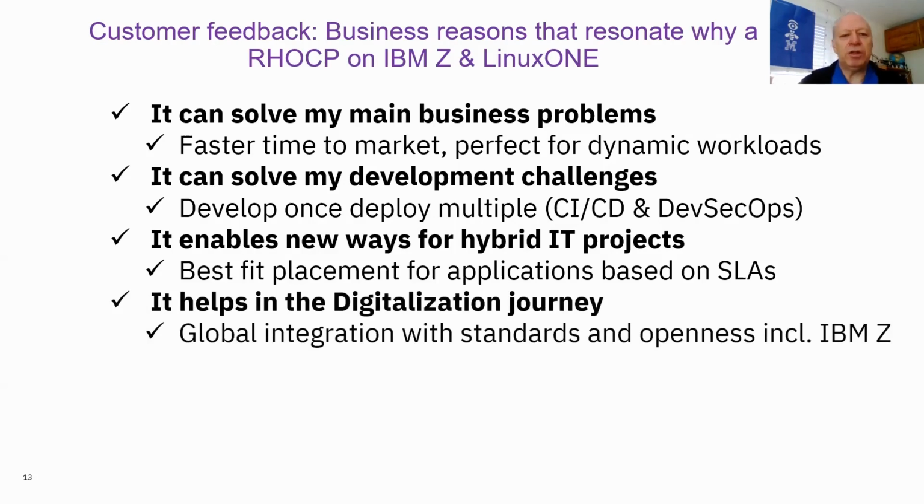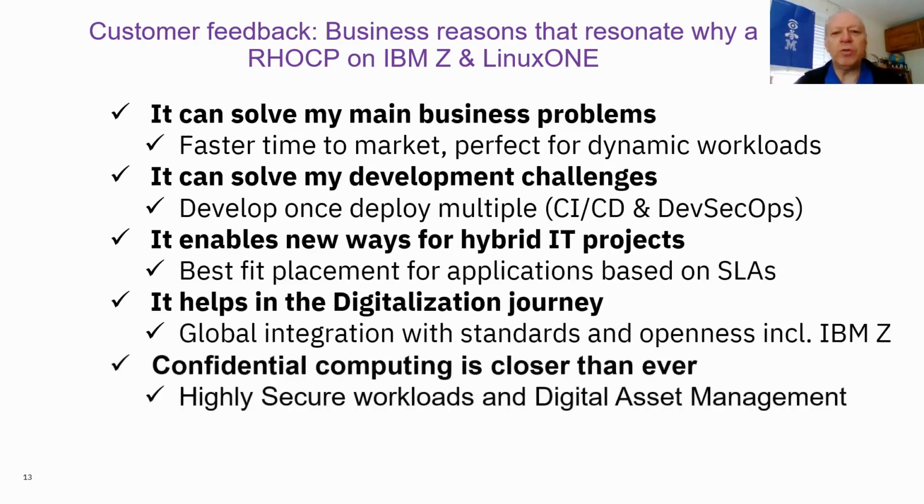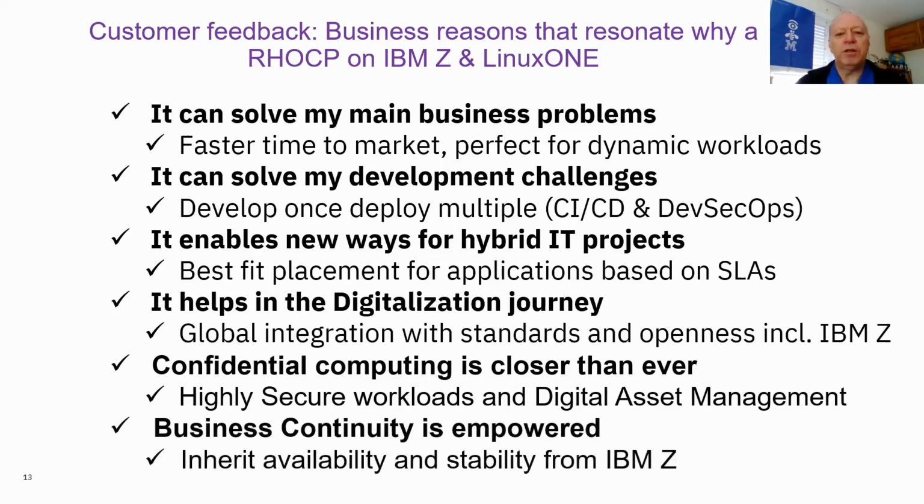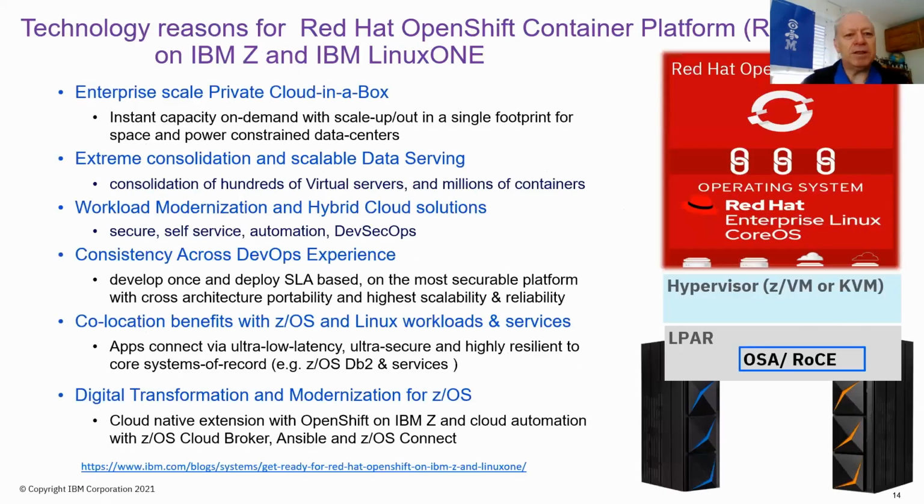Digitalization, the digitalization journey, standards and openness. Everybody's looking at it: we want some standards, we want open APIs, global integration. That's where it helps as well. And then confidential computing. Confidential computing is closer than ever for highly secure workloads, for digital asset management, and we have companies doing that already, even in the UK. And business continuity that inherits from the stability and reliability of IBM Z. And a last argument we got from customer feedback for why they embraced OpenShift on IBM Z and IBM Linux One. These are the business reasons, right?